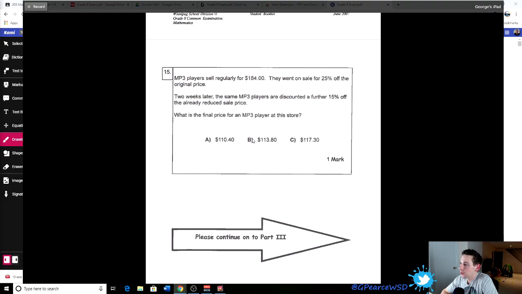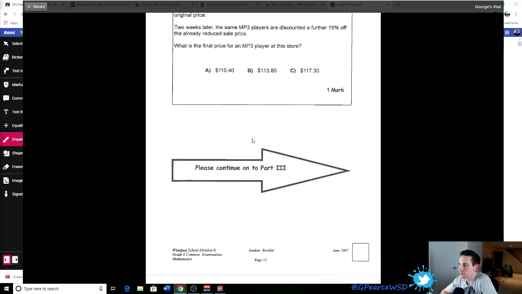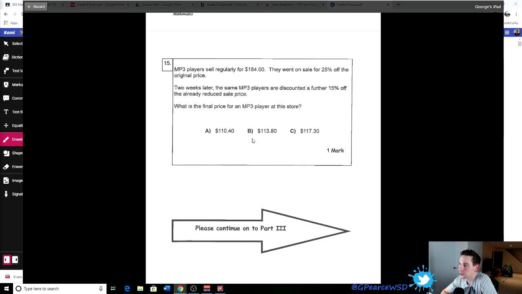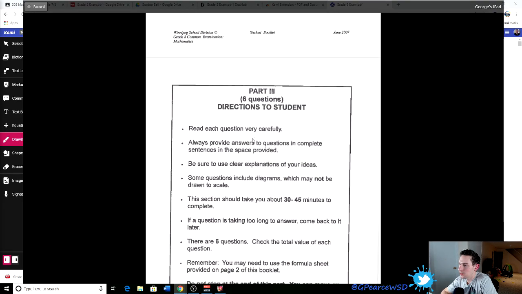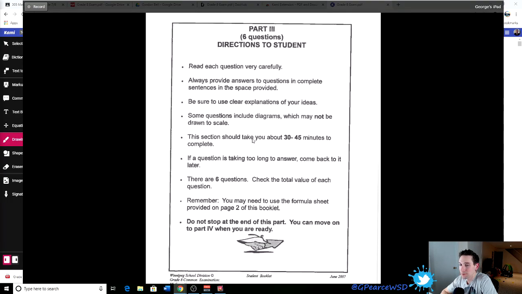MP3 players sell regular for $184. They went on sale for 25% off the original price. 2 weeks later, the same MP3 player is discounted a further 15% off the original sale price. What is the final price for an MP3 player at the store? So you have to add the 2 discounts together and then do the math. Please continue to part 3. I don't think that's too difficult for you guys, but again, this is something you want to look at and then practice. And if you have an issue with it, you can contact me. There's lots of different ways you can learn that. I'm not the only resource, but definitely a good one.